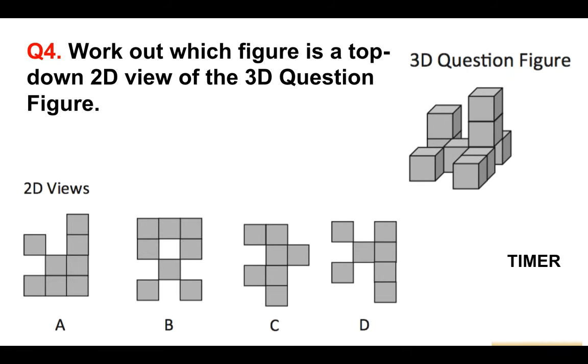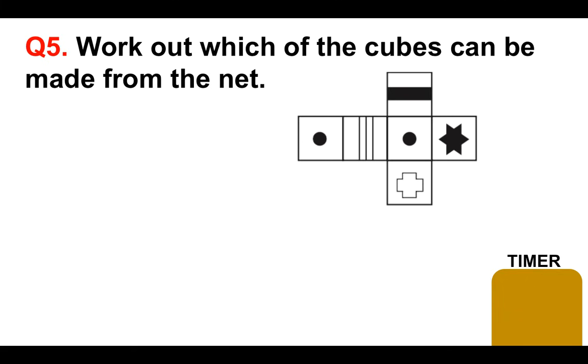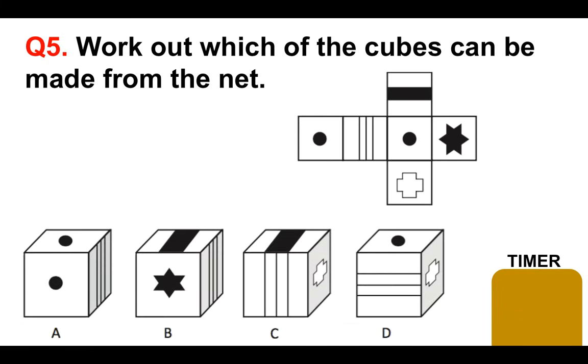Okay, if you're answering all of these in a time limit, you're doing brilliant, doing really well. 3 to go. Question 5, here's a different one. Work out which of the cubes can be made from the net. Is it A, B, C, or D? So it's different, not colours now. We're looking for patterns and shapes. Off you go.